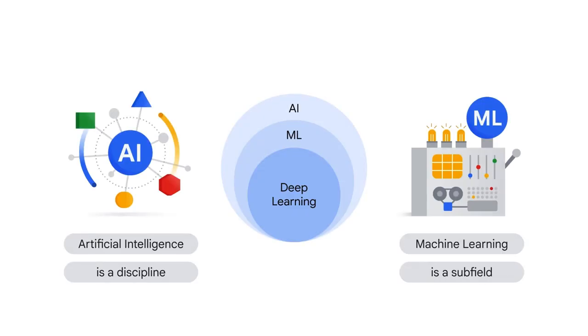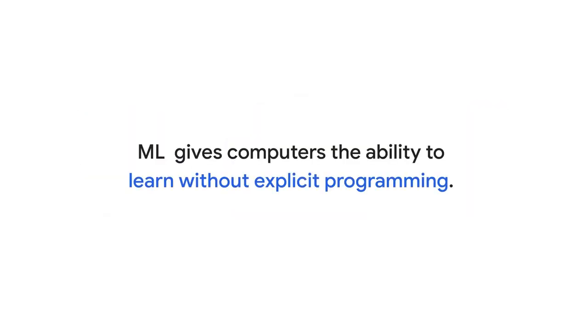In this discipline, we have machine learning, which is a subfield of AI. It is a program or system that trains a model from input data. The trained model can make useful predictions from new or never before seen data drawn from the same one used to train the model. Machine learning gives the computer the ability to learn without explicit programming.